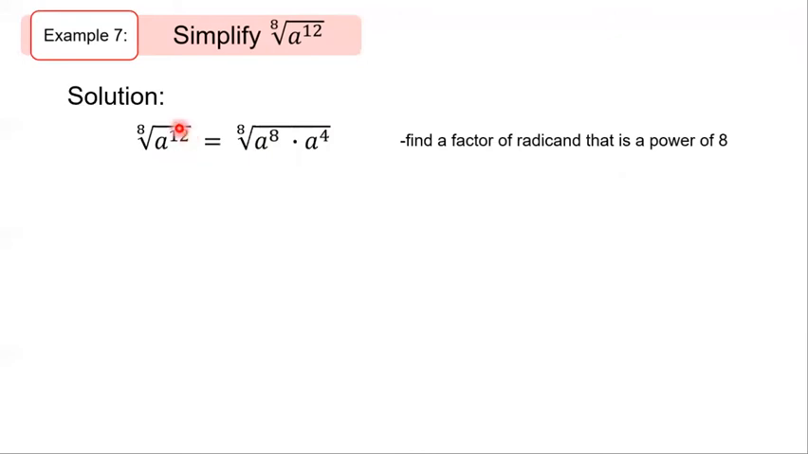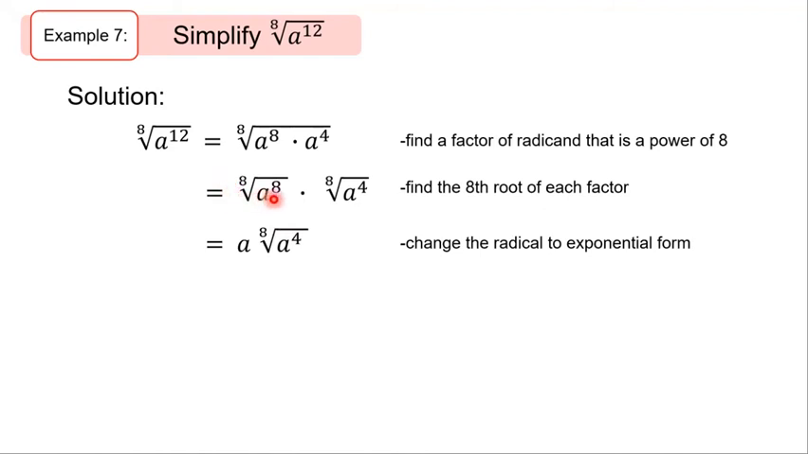So, itong ating a to the 12th power, nahati lang sa dalawang factors na a to the 8 and a to the 4th. Find the 8th root of each factor. So, yung 8th root of a to the 8 ay naging a, and then copy lang yung 8th root of a to the 4th. Then, change the radical to exponential form. So, yung a natin, copy lang. Tapos, yung 8th root of a to the 4th, naging a raised to the 4 over 8 power.